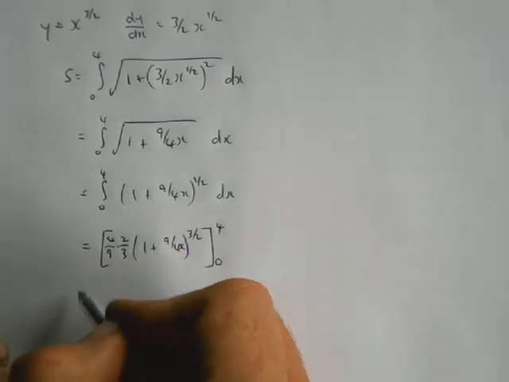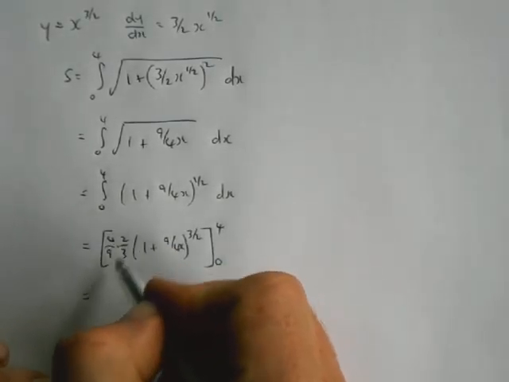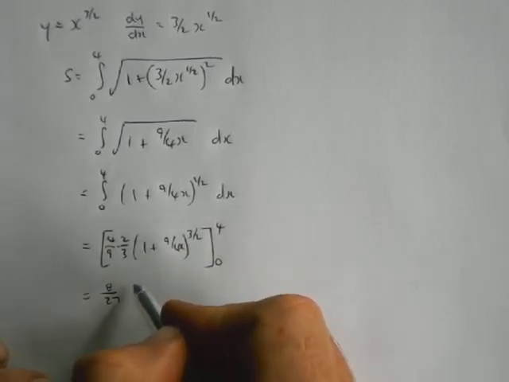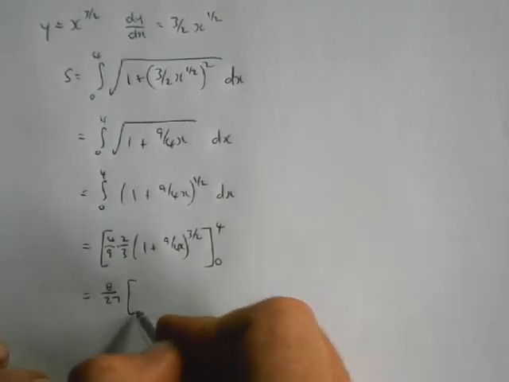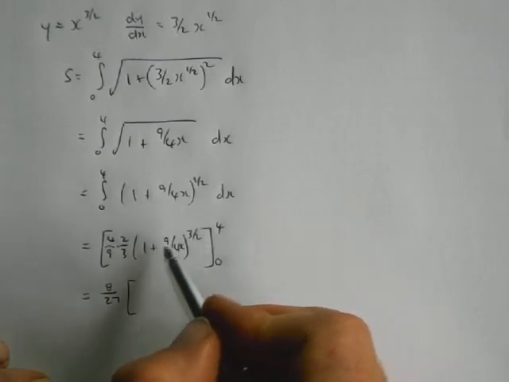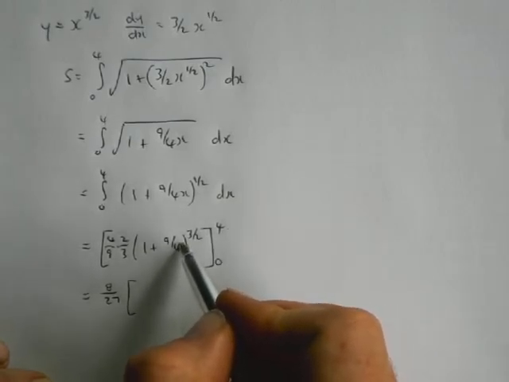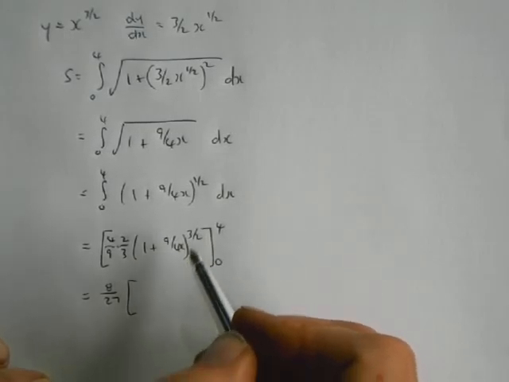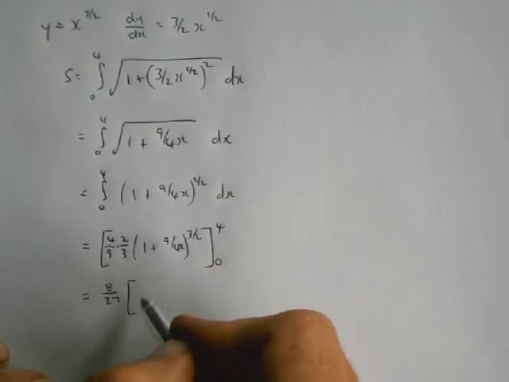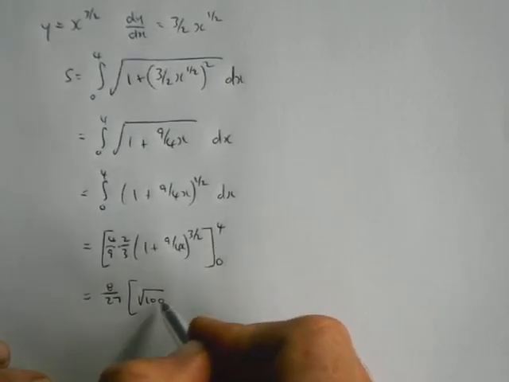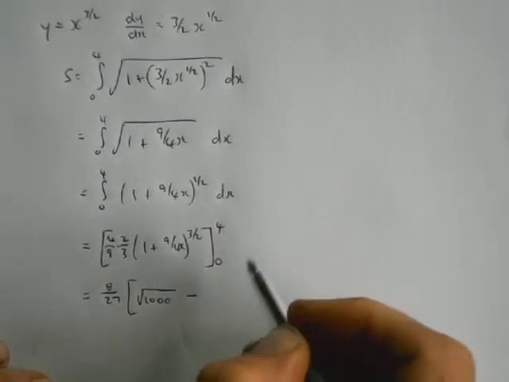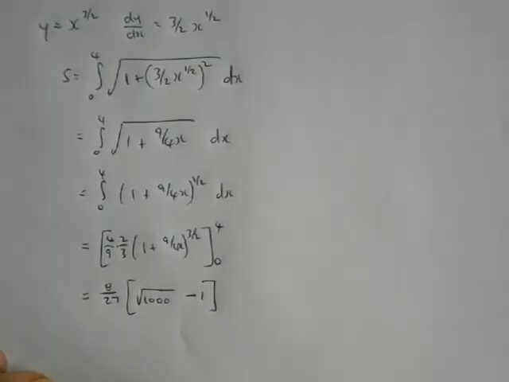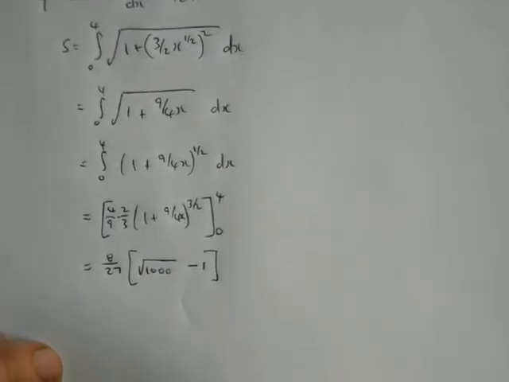So sticking numbers in, so what have I got? I've got 8 over 27 out the front. I might as well take out the front of the whole thing. And then I've got the 4s will go out here, so I've got 1 and 9 is 10, to the power of 3 over 2. 10 to the power of 3 is 1,000, so I've got the square root of 1,000. Minus, I mean 0 in there gives me 0, gives me 1. Okay? And personally I'd probably leave it like that, but if you stick it into a calculator, it comes out to be 9.07.